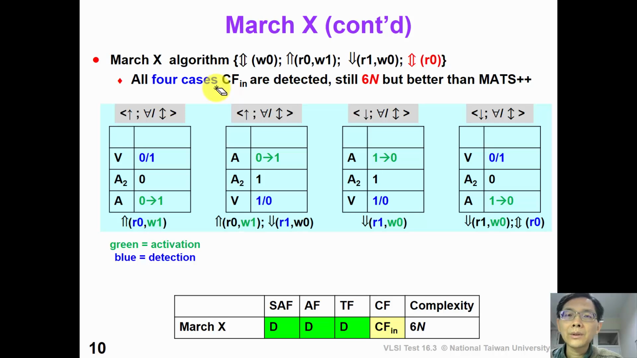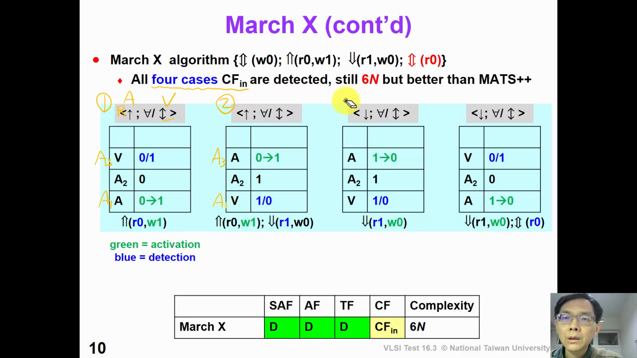But remember, there are still other inversion coupling faults. Let's consider all 4 types of inversion coupling faults. Case 1 and case 2 are the same type of inversion coupling fault, when the aggressor is having a rising transition and the victim is complemented. Case 1 and case 2 are different in the position of aggressor and victim. In case 1, the aggressor is at bottom A1 and the victim is up here in A3. But in case 2, the aggressor is up here at A3 and the victim is down here in A1.